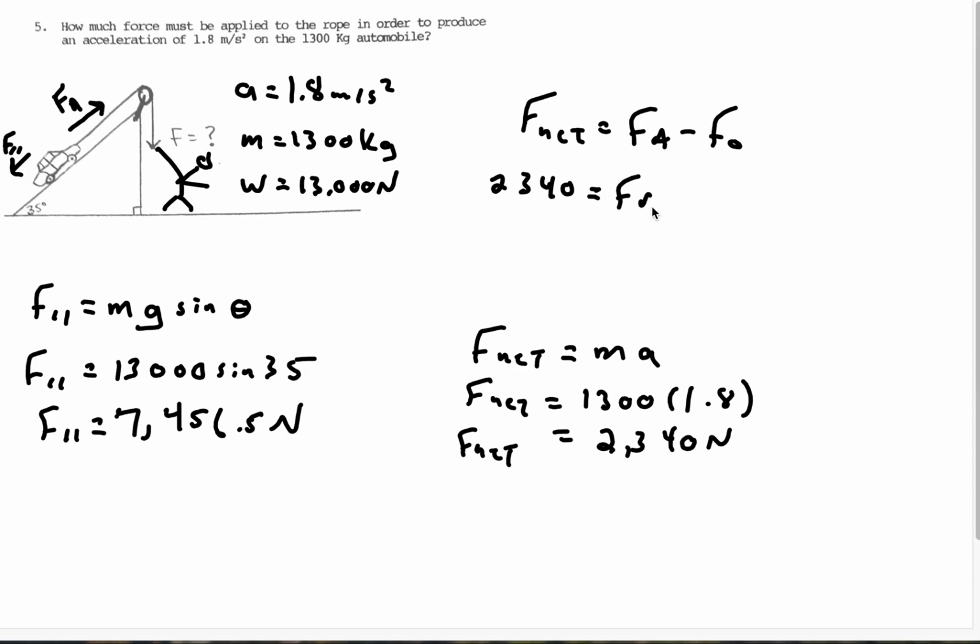Then I'm trying to figure out how hard I have to pull. That's the applied force. And then I know that gravity, the portion of the weight that's trying to make it slide down, that's 7,456.5 newtons. Okay, so to get rid of this, it's being subtracted. I would need to add it to both sides. So if I add that, then these will disappear.